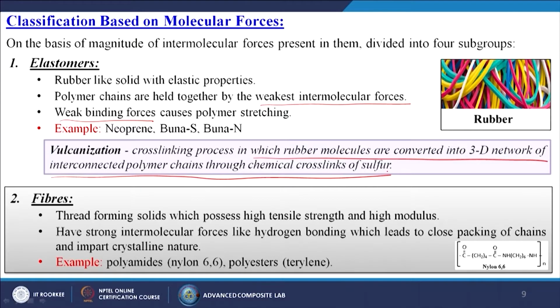Then next is the fibers, thread forming solids which possess high tensile strength and high modulus, have strong intermolecular forces like hydrogen bonding, which leads to close packing of the chains and crystalline in nature. What are the examples? Like polyamides, nylon 6,6, polyesters or known as the terylene.